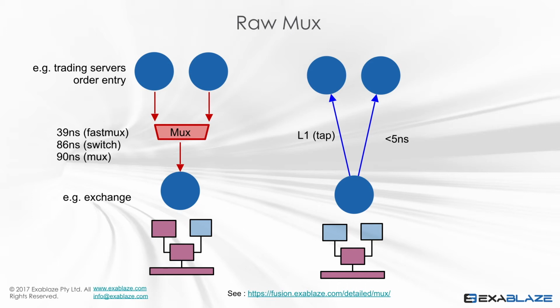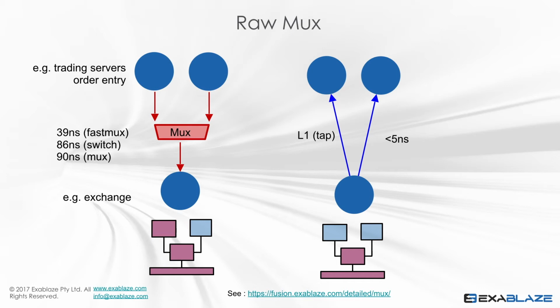One of the most common use cases for the ExaLINK Fusion device is as a multiplexer that multiplexes many connections into a single high-value connection, especially where this needs to be performed at very low latency. For example, consider a scenario in which multiple trading servers need to connect to a single trading exchange. Multiplexing is performed in all of the 3 current firmware modes. These firmware modes are the fast mux mode, the switch mode, and the mux mode. Each of these modes has a different set of features, which results in different latencies.